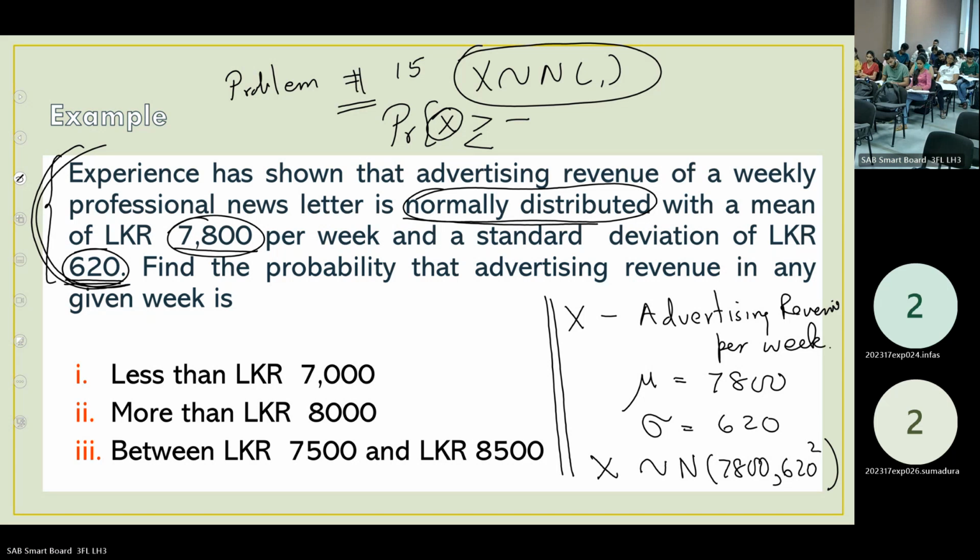In notation form. Okay. The variable should be identified. If the distribution is given, how many parameters have they given us? You have to identify the parameters. Then you put the notation. Okay.